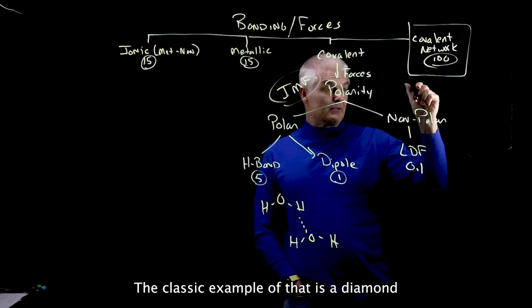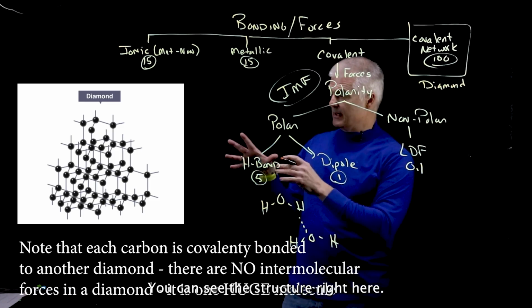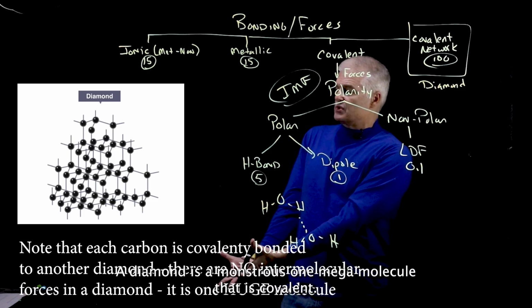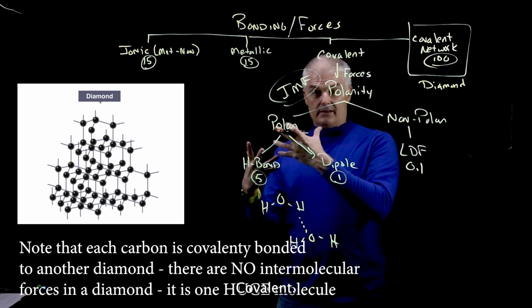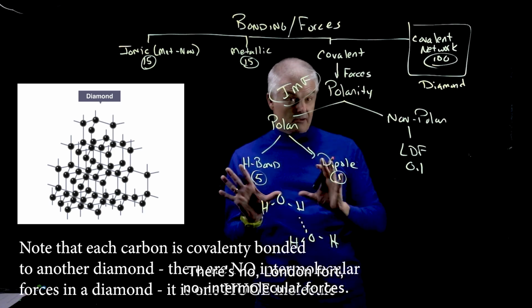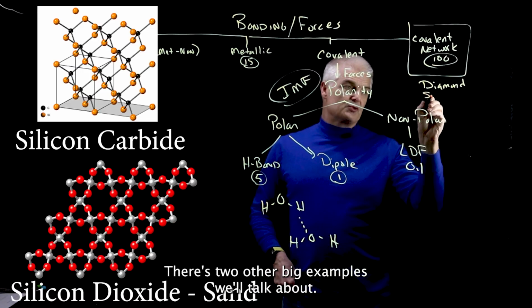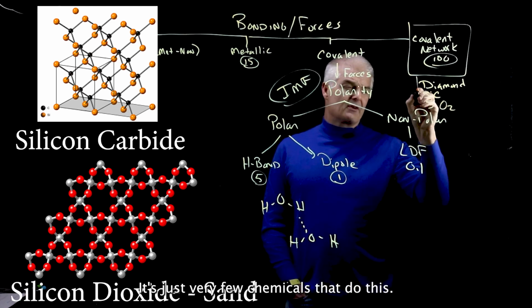The classic example of that is a diamond. A diamond, you can see the structure right here. A diamond is a monstrous megamolecule that is covalent, covalent, covalent, covalent. There are no intermolecular forces. There are two other big examples we'll talk about: silicon carbide and also silicon dioxide. It's just very few chemicals that do this.